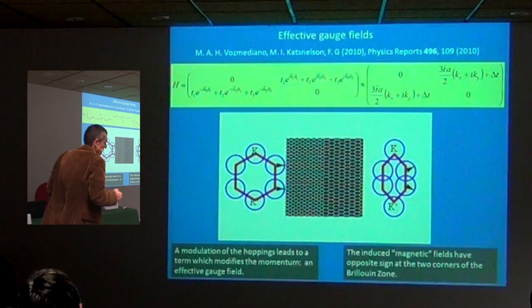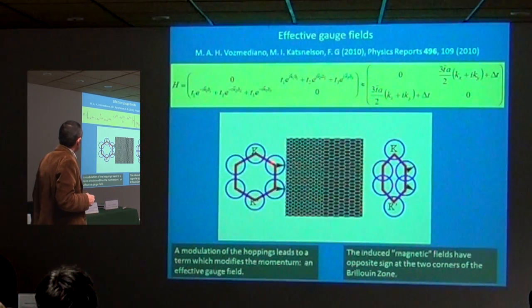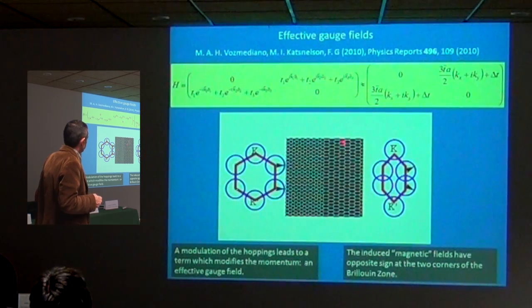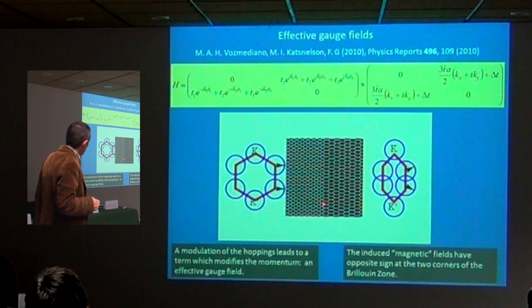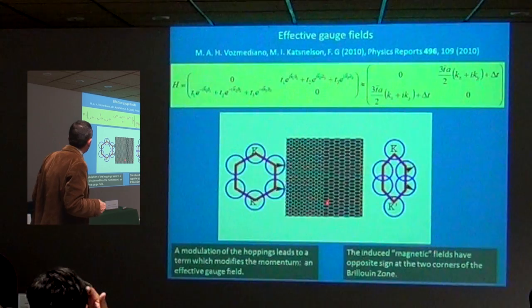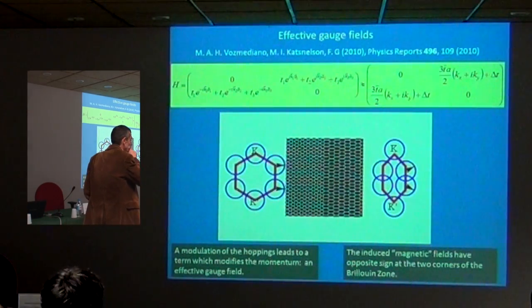And the same thing applies to strains. Not exactly the same, but almost, if you stretch graphene, you are also changing the hopping integral. You're also changing how one electron moves from atom to atom.